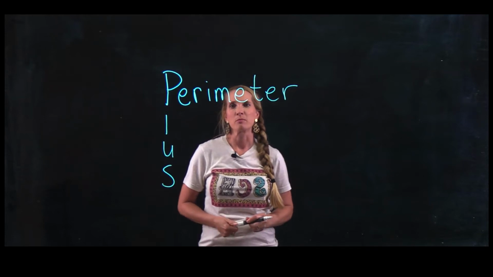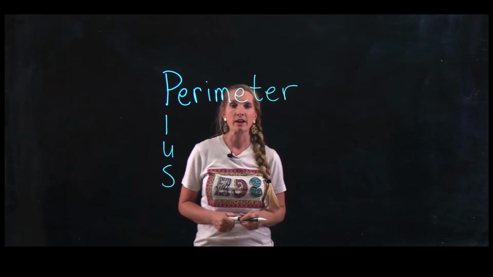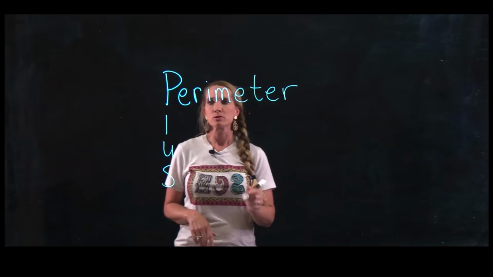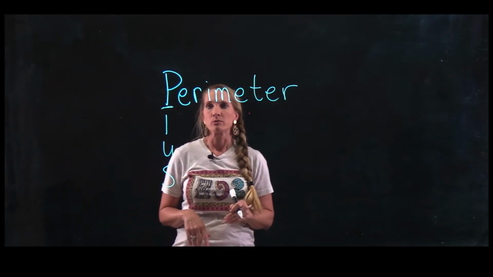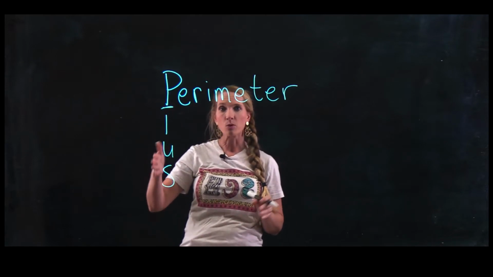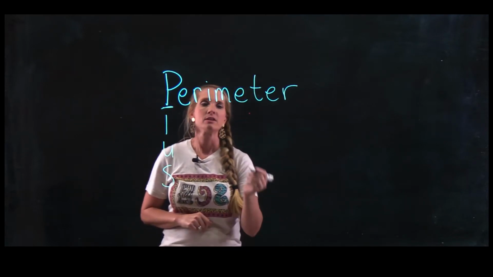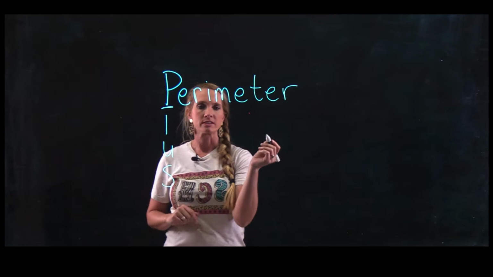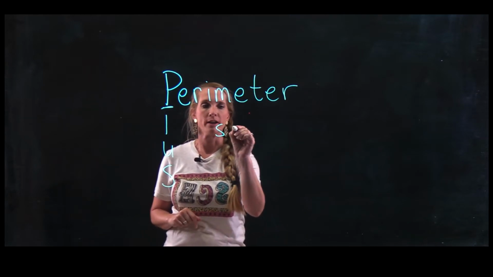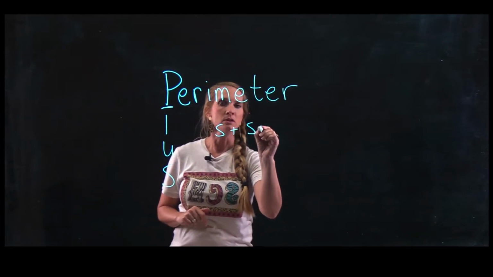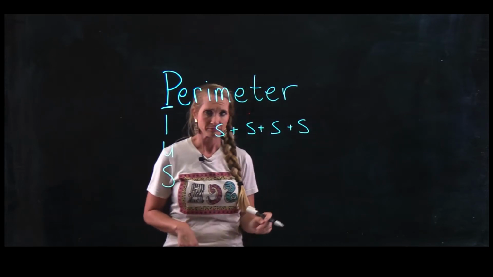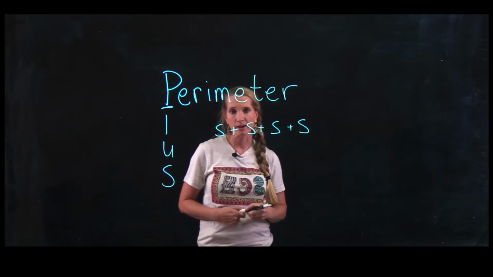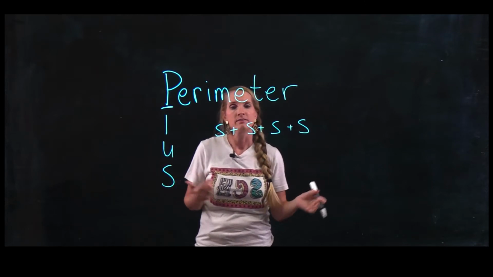Today we're going to learn about perimeter of a regular figure and an irregular figure. So most of us know that perimeter starts with a P. We also know that when we find the perimeter, we are plussing or adding all of the sides together. So if you have a four-sided figure, you would have side 1 plus side 2 plus side 3 plus side 4. Now we also know that a square is a four-sided figure.